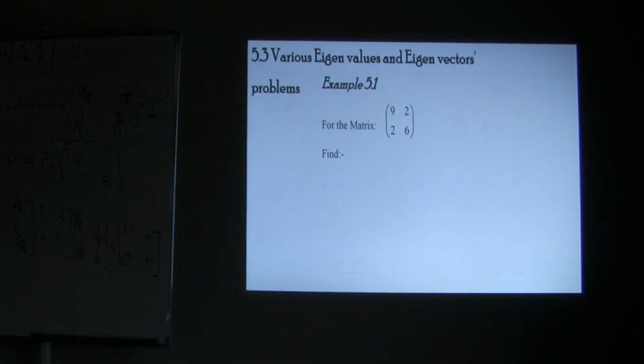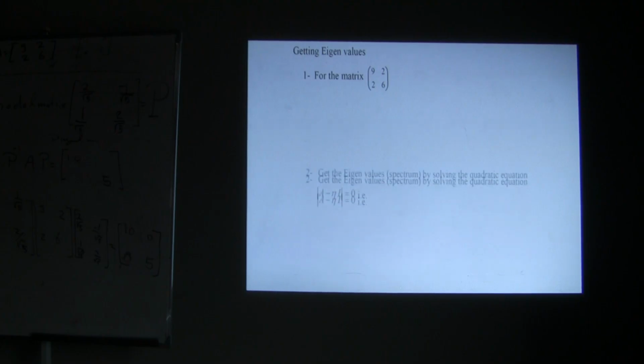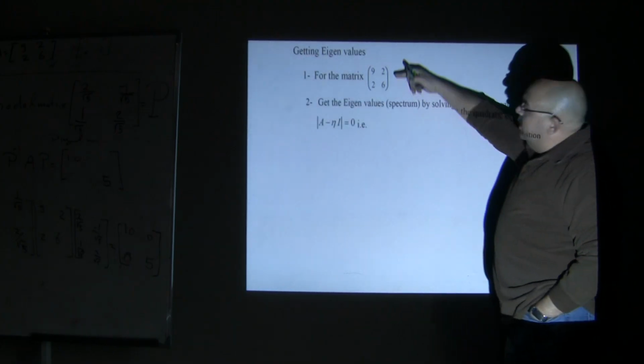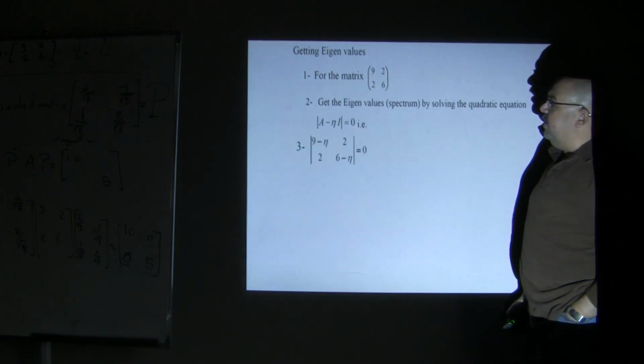This is our matrix. The first step, I will get the eigenvalues. So all I have to do is to evaluate the determinant. I will get the principal diagonal minus lambda, and I get the value of the determinant.